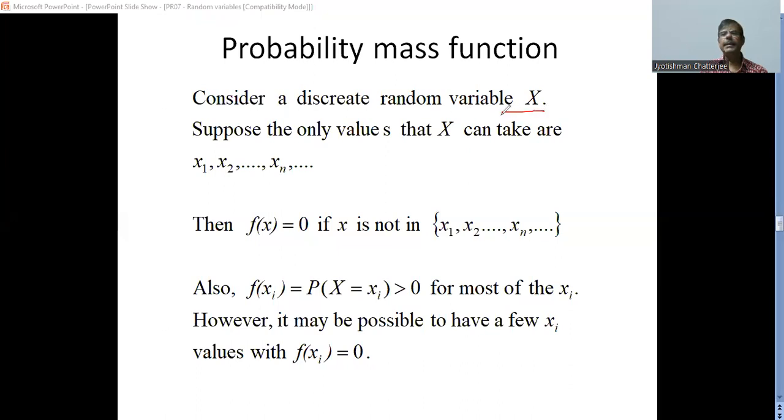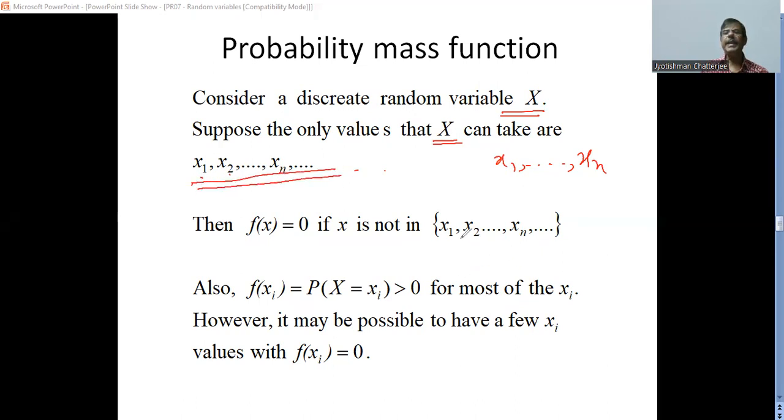Suppose capital X is a discrete random variable, and suppose capital X takes values x1, x2, ..., xn, etc. If it takes only finitely many values, then it is of course x1 to xn, maybe x1, x2, x3, or x1, x2, x3 up to x5, and so on.